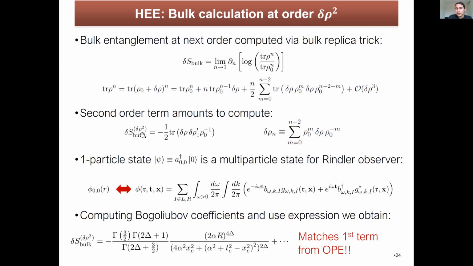This is the formula, but the last piece, in order to evaluate this trace, is that it is convenient to work in coordinates adapted to the Rindler wedge. For that, you need to map the field expansions in the two frames, and in particular, you need to compute the Bogoliubov coefficients for that transformation. The computation is a little bit technical, but once you express this in terms of the Bogoliubov coefficients, you can extract, asymptotically in the limit of small r, the leading term, which indeed matches the first term that comes from the OPE.